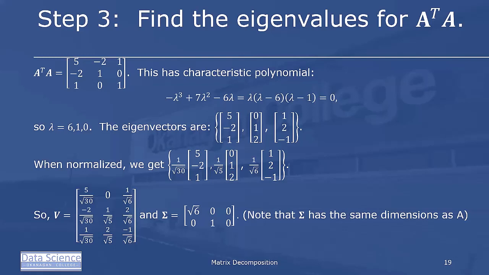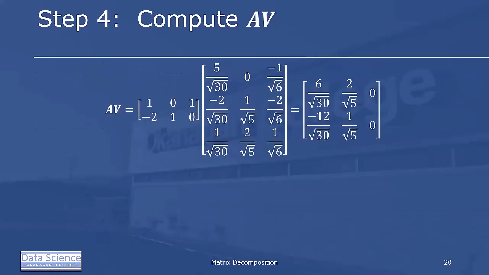Now remember that sigma has to have the same dimension as A, which means sigma is going to be 2 rows, 3 columns. So root 6 and 1 are on the main diagonal, and we're padded with zeros. Next, we compute AV, because recall that U is equal to AV sigma transpose. So AV, as it turns out, is 6 over root 30, negative 12 over root 30, 2 over root 5, 1 over root 5, 0, 0.